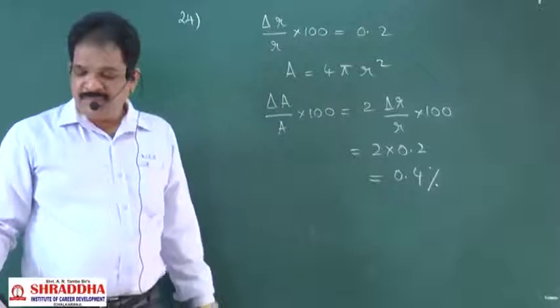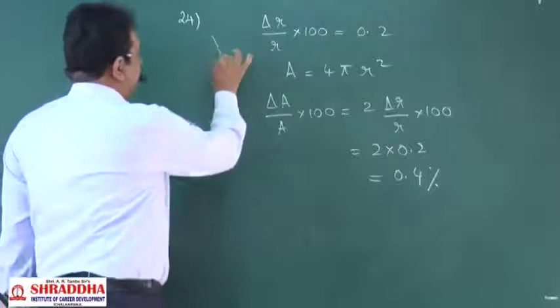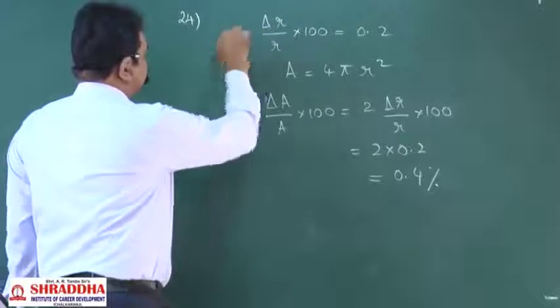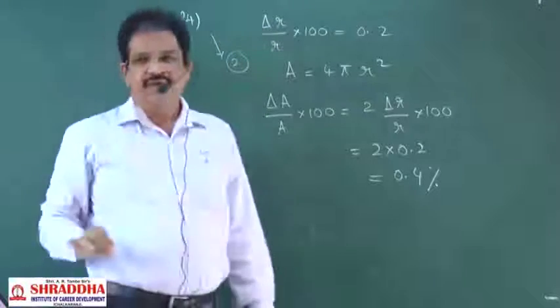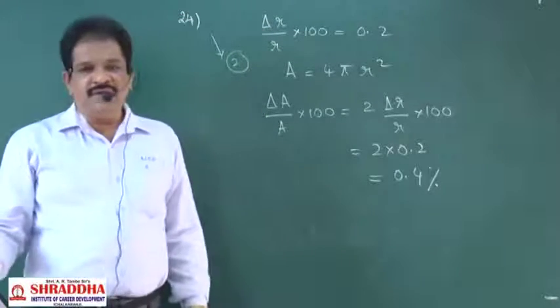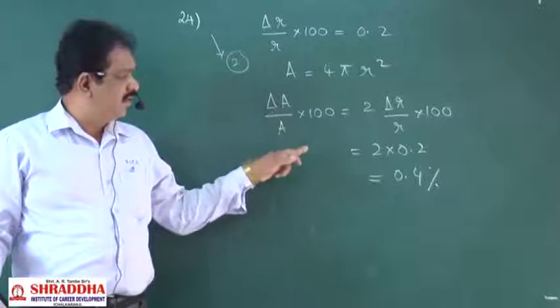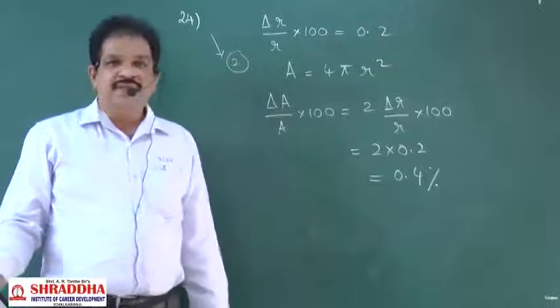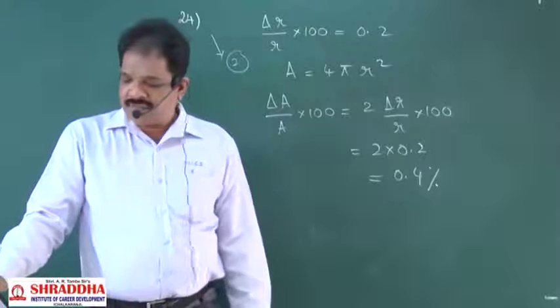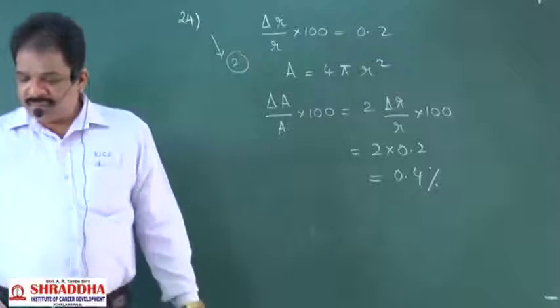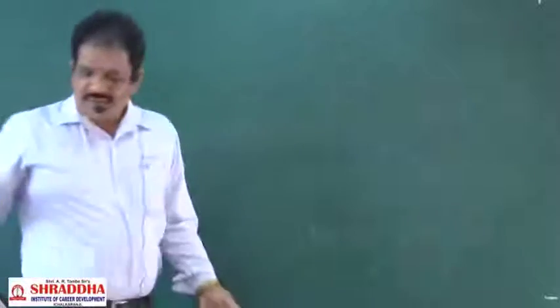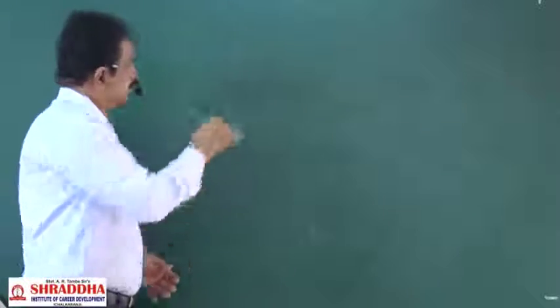24, it will be second option. Error in the measurement of radius is given, and they are asking how much is the error in the measurement of area. That is 0.4%. Okay. Next, 25. What they are asking, see.